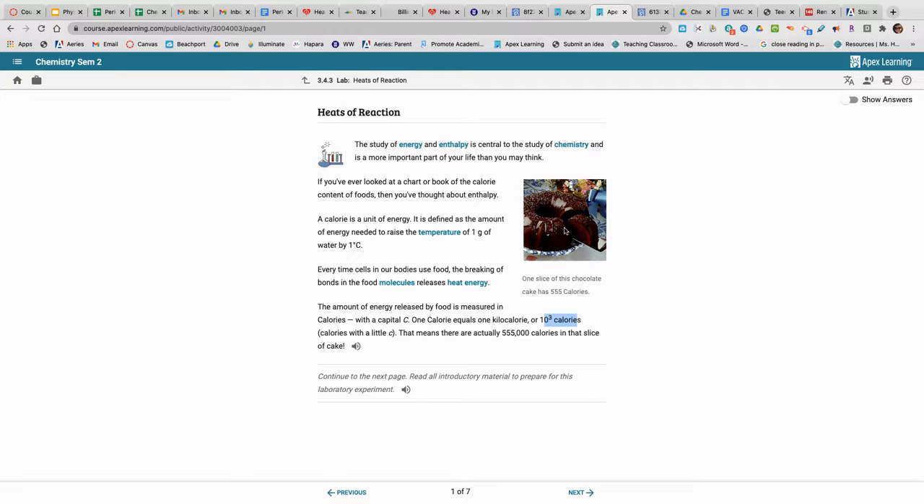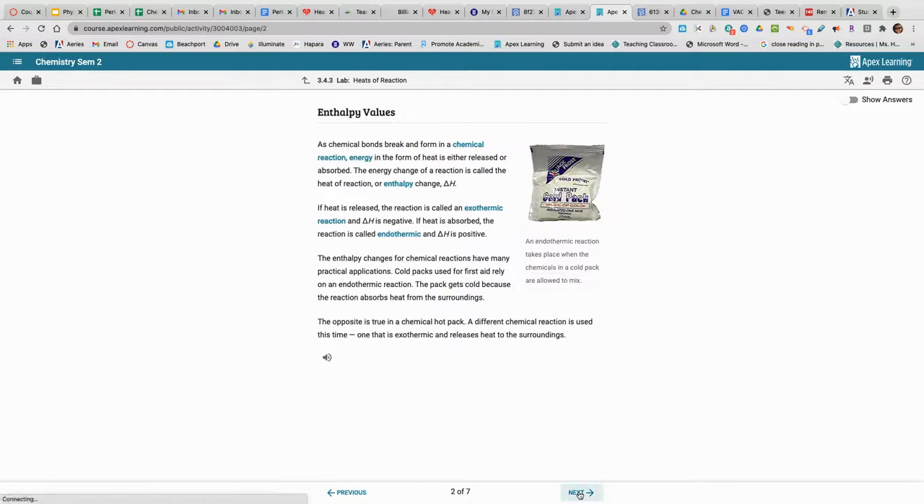The uppercase C is actually a kilocalorie or 1,000 calories. Okay, so that means this slice of cake, if the nutritional label says it has 555 uppercase calories, that actually means it has 555,000 lowercase calories in that one slice of cake. Seems like a lot, right?